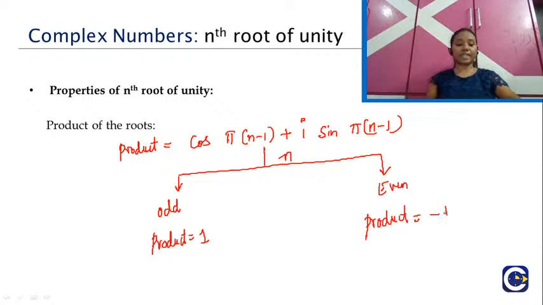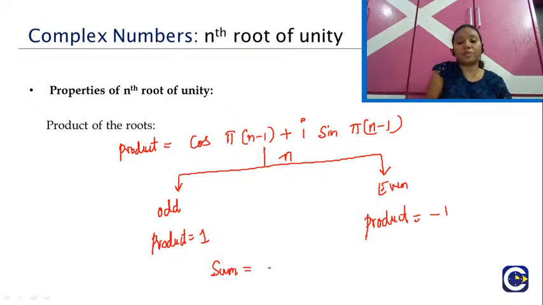Right, so for the second property, we have two cases based upon the n value. If the n value is odd, then my product of the roots is equal to 1. And if my n value is even, then my product of the roots is equal to minus 1. Right, so these are the two properties here, that is, what will be my sum of the roots?